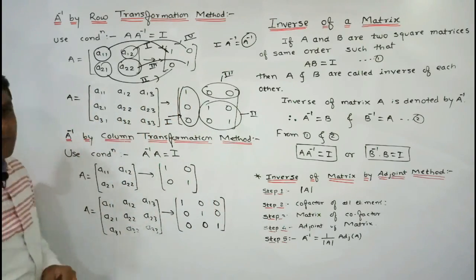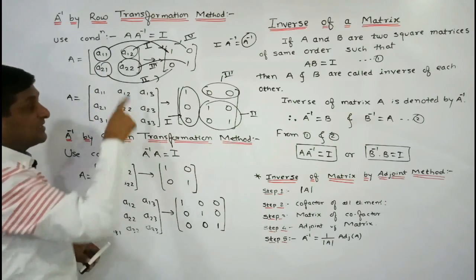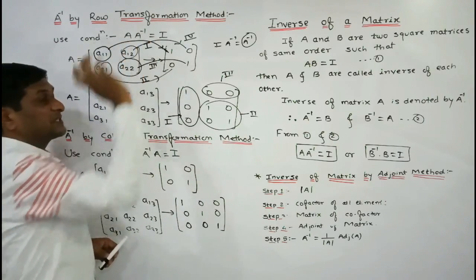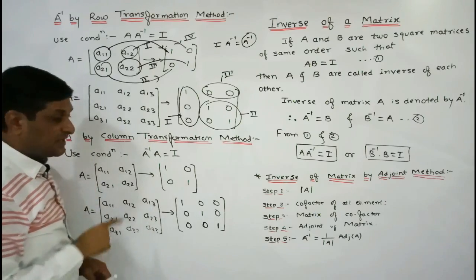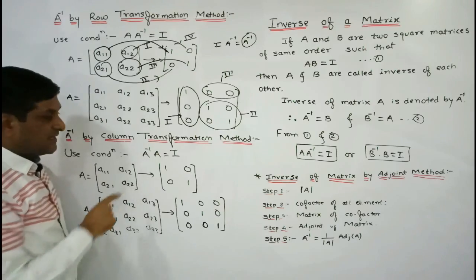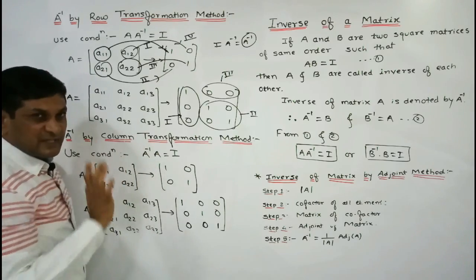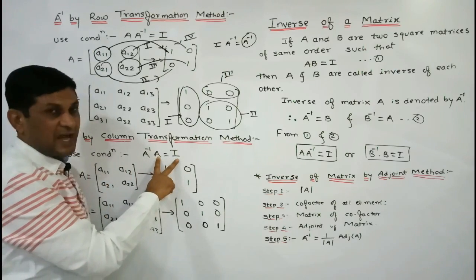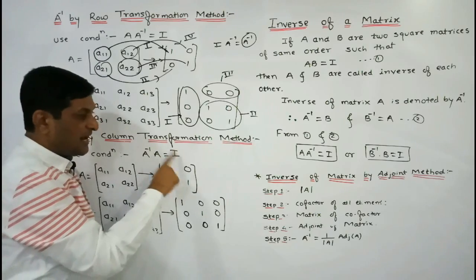Now in case of column transformation, you have to remember that in case of row transformation, A into A inverse is identity, and we use this condition. In case of column transformation, A inverse into A is equal to identity. In this case, A inverse remains constant. Whatever changes happen will happen in matrix A and identity.